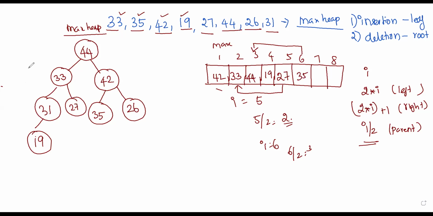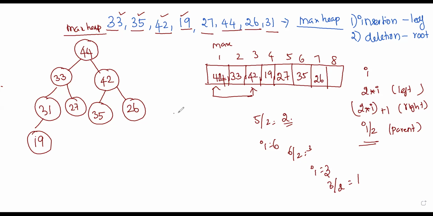Don't stop here. Compare again. The swapped element is at this position, so i is equal to 3. To find its parent, 3 by 2 is 1. Take the floor value. So this node's parent is at the first position. 44 is greater than 42, so swap it. So 44 comes here and 42 will be here. Fine. Likewise, you swap.